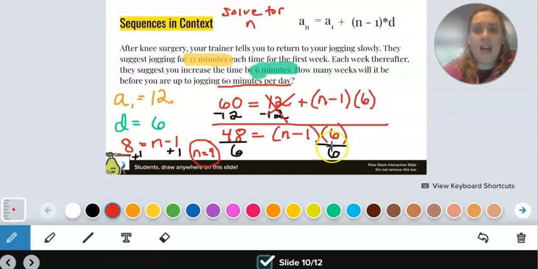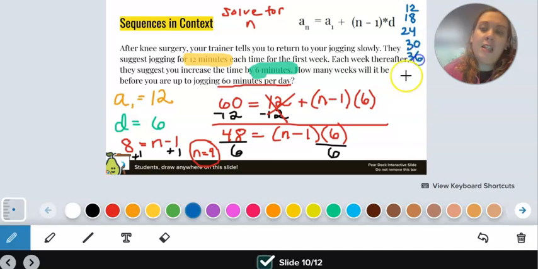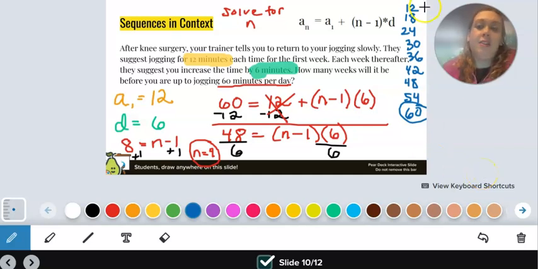And you know, we could test that out. We could check it. So we were at 12 and we added 6 each time, so then we were at 18. Plus 6 is 24, plus 6 is 30, 36, 42, 48, 54, and 60. And that's 1, 2, 3, 4, 5, 6, 7, 8, 9th week. We're at 60 minutes. So that's another way we could have solved this. If you didn't want to use the equation, you could also just make your list and see when you're getting to 60.